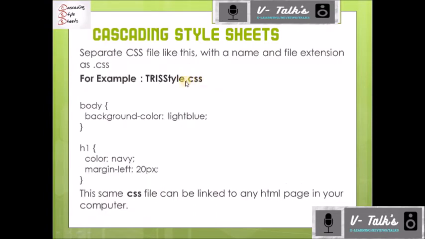So here an example of an external style sheet is given. You will create a separate CSS file like this with a name and file extension as .css. Here I created style.css. I have given some styles here like body background color light blue, h1 color navy, margin left equal to 20 pixel. This same CSS file can be linked to any HTML page in your computer. Okay, just a link tag is needed. Now in the HTML file, how to link, I will show that.